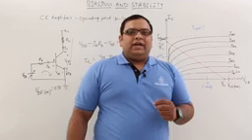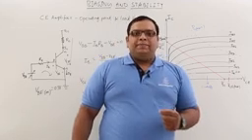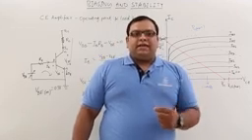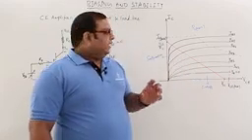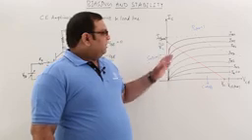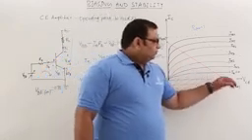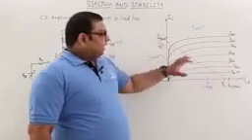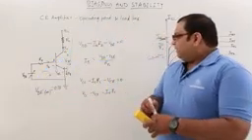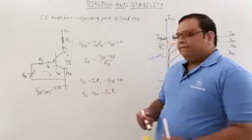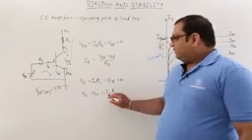Now we need to define the operating point of the transistor. The operating point is the point at which we can operate the transistor without getting a distorted output. If you observe the circuit carefully, from this equation the variables are VCE, which is one variable, and IC, which is another variable.